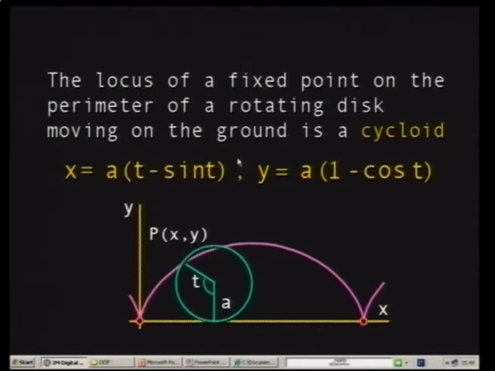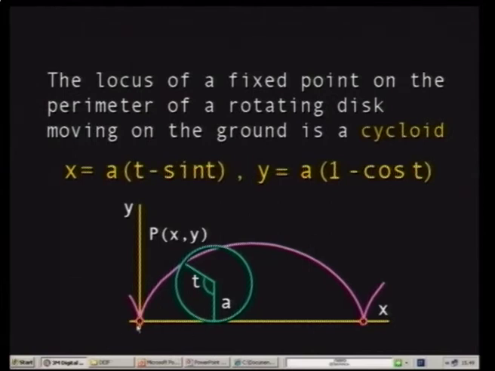Now, this is called a cycloid. A cycloid is a locus of a fixed point. You have a circle, and this circle rolls on a rough surface. In other words, it rotates without sliding, because if it slides, then it's different. It rotates like this from this point till this point. So t here represents the angle subtended with the vertical axis, and t runs from 0 to 2 pi.